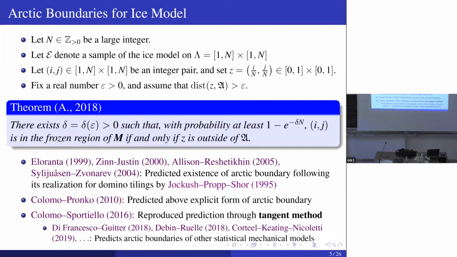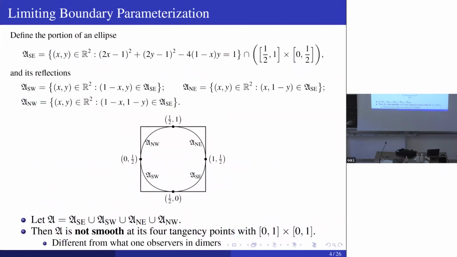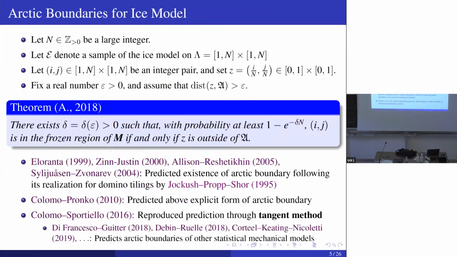Okay, and I'm going to assume that I'm not actually on the Arctic boundary, on this A that I described before. I'm not on this union of 4 ellipses. I'm either inside or I'm outside. More specifically, the distance between z and this A is at least some epsilon, which I can tune to be whatever I want. So the theorem is that there exists some delta, which depends on epsilon, so that with probability at least 1 minus e to the minus delta n, this vertex ij is in the frozen region of M if and only if z is outside the Arctic boundary. So the frozen region only exists outside of this limiting curve A. And if my z is inside A and satisfies this condition that the distance between z and A is at least epsilon, then with this very high exponential probability, I'm not in the frozen region.